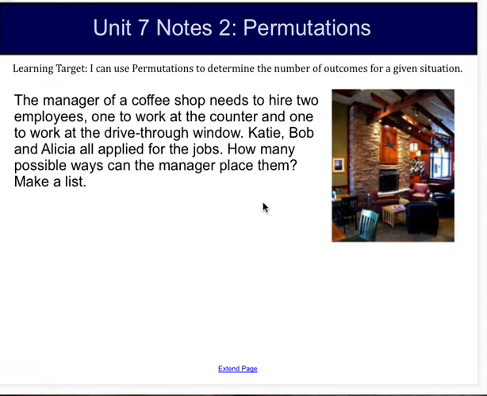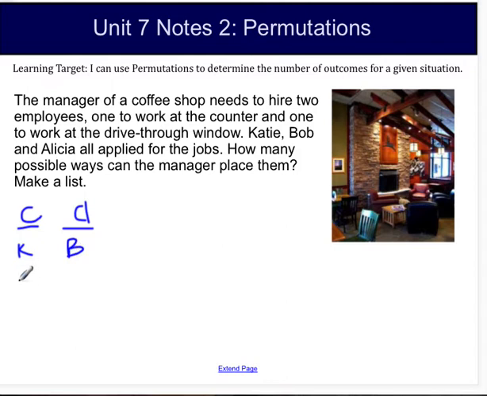A manager of a coffee shop needs to hire 2 employees, one to work at the counter and one to work at the drive-through window. So let's take a look. I'm going to do counter versus drive-through window. We're going to make a list of how you could take Katie, Bob, and Alicia and put them on those jobs. Well, we could have Katie working the counter and then Bob working the drive-through.